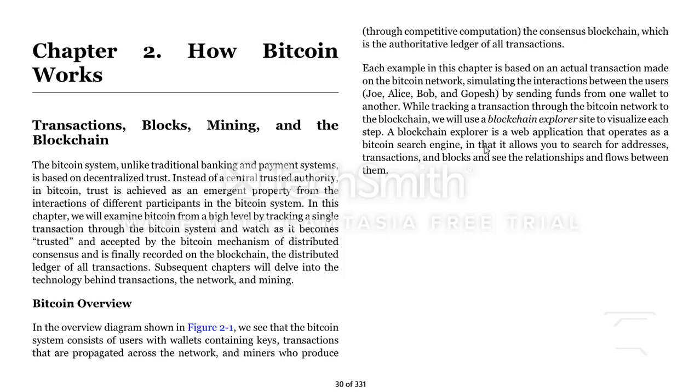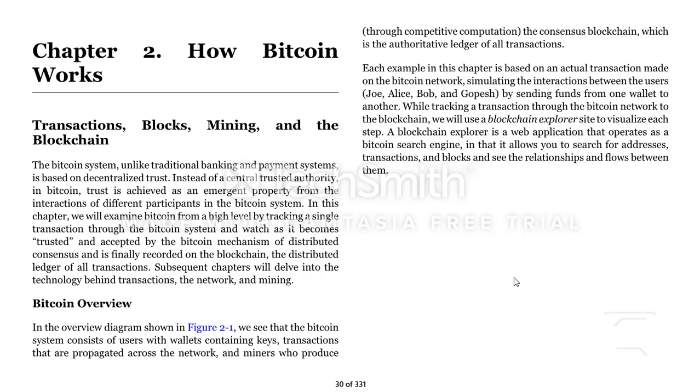Chapter 2: How Bitcoin Works. Transactions, blocks, mining, and the blockchain. The Bitcoin system, unlike traditional banking and payment systems, is based on decentralized trust. Instead of a central trusted authority, in Bitcoin, trust is achieved as an emergent property from the interactions of different participants in the Bitcoin system.